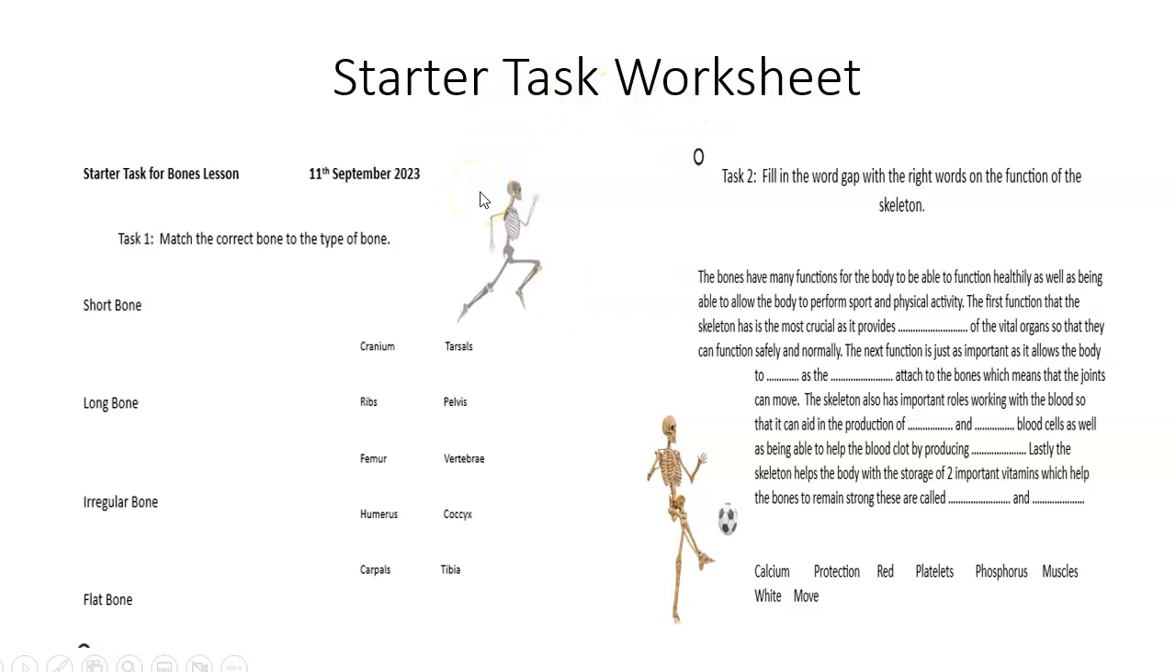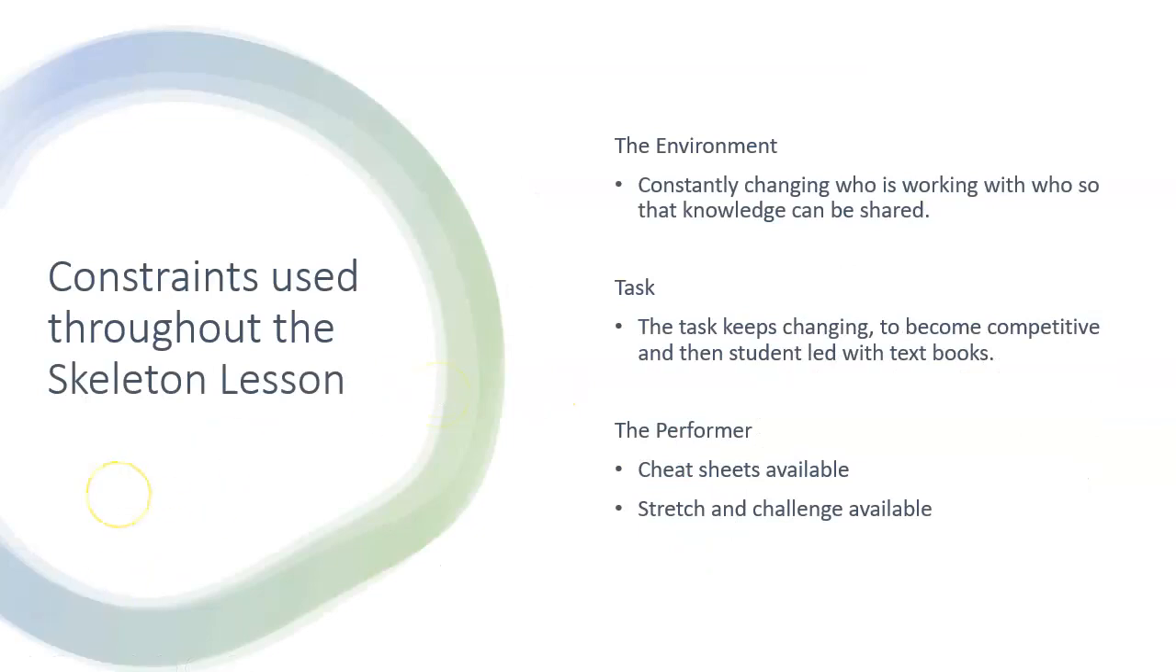This is the starter worksheet that I created for the start of the lesson. In this lesson, what constraints have been used? In the environment. With the environment constantly changing throughout the lesson, Roberts et al. says that children have to learn to adapt and use problem-solving skills as well as learning all the content, which means that they are more engaged in the lesson.